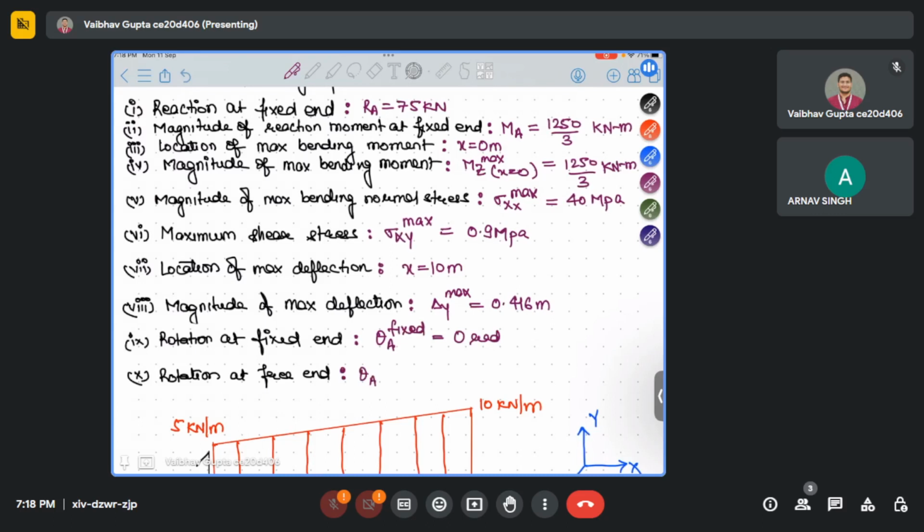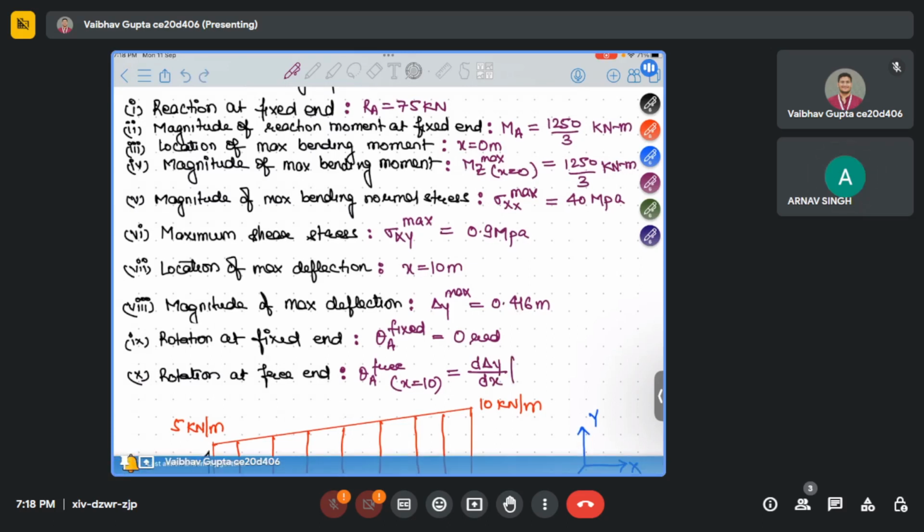And what is the rotation at the free end? At the free end, what is the value of x? It is 10. So what we'll do is differentiate the deflection to get the rotation. After putting the value of x equal to 10, we'll see what we get. I'll solve this.